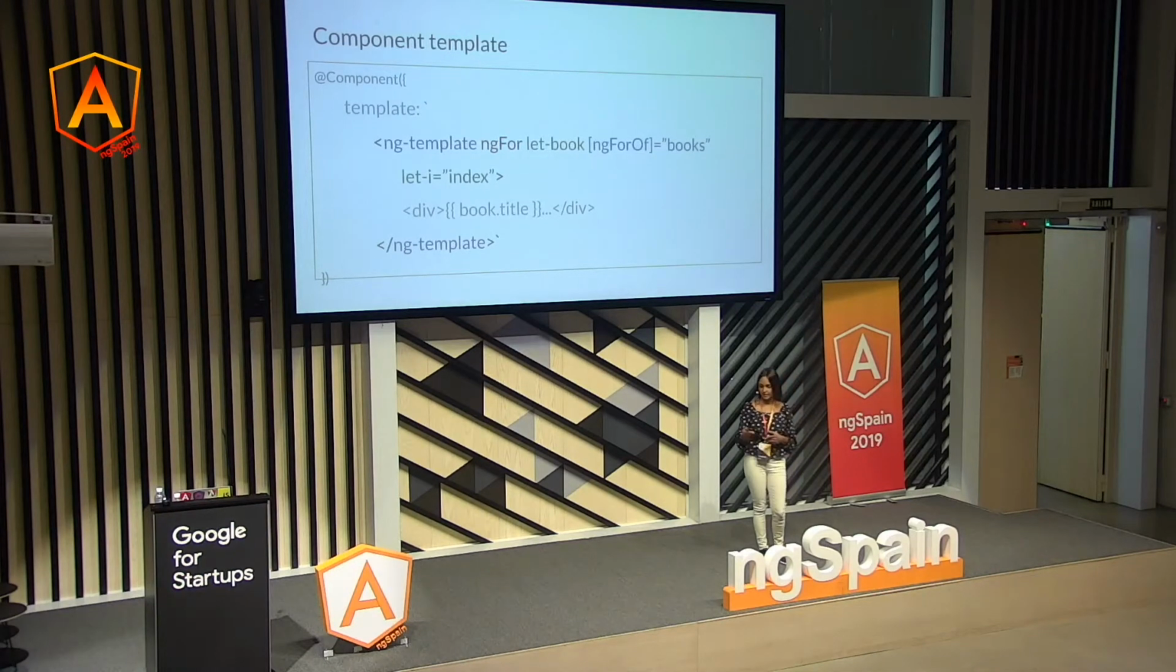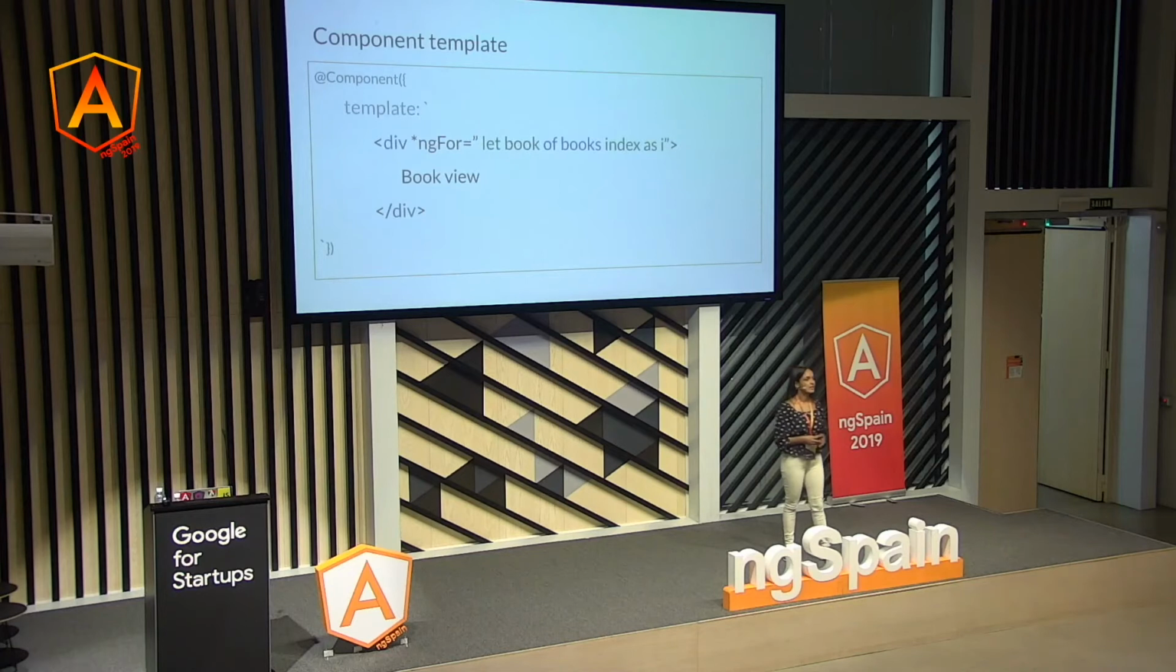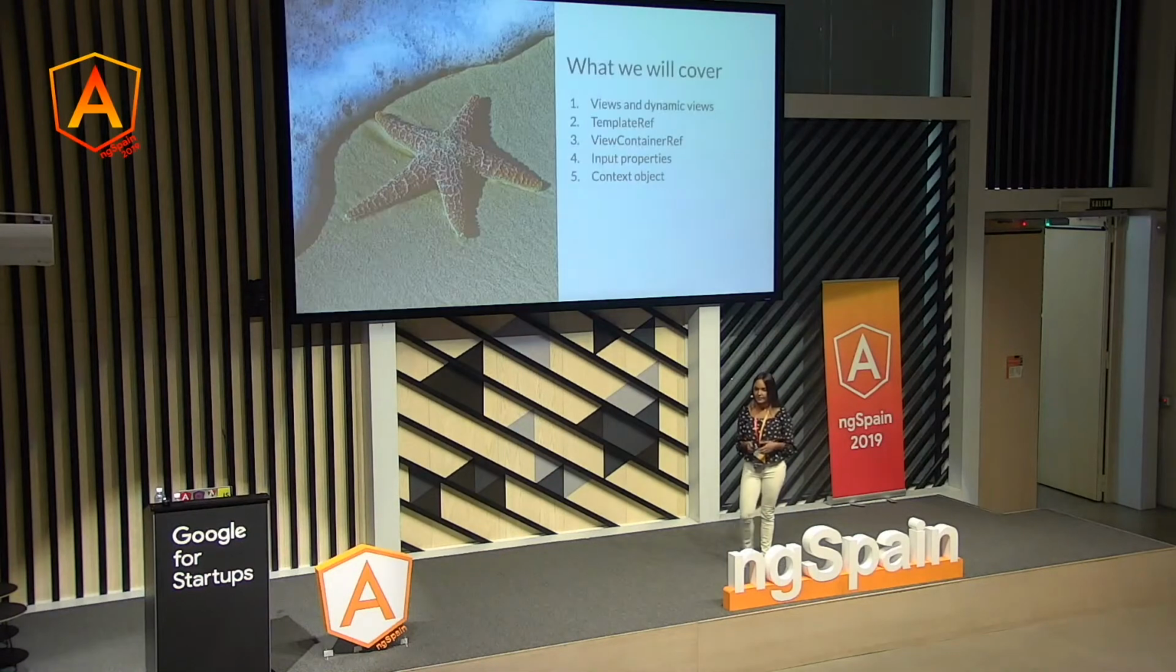So all these template input variable declarations and property binding make the HTML code a little bit verbose. So Angular gives us the star syntax, the asterisk syntax, which is more concise and lets us write the HTML code in a more declarative way.